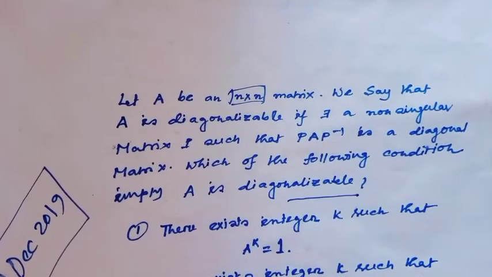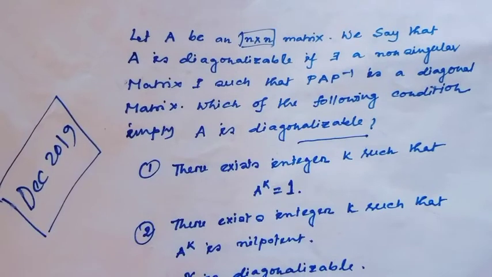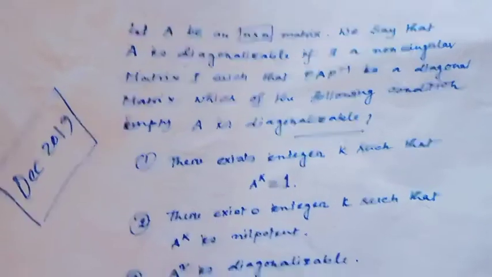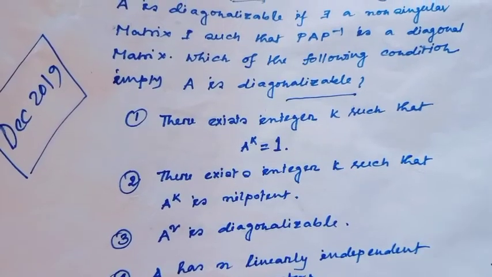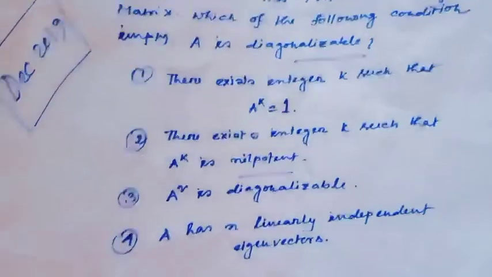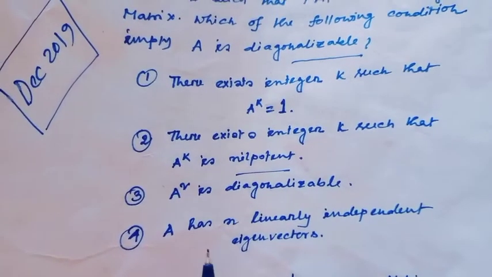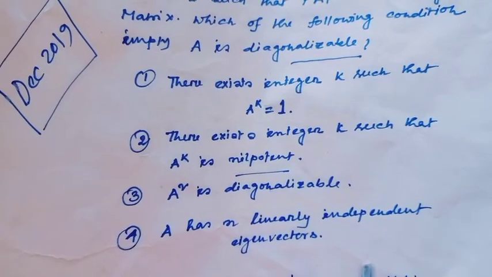Option 1: there exists an integer k such that A to the power k equals I. Option 2: there exists an integer k such that A to the power k is nilpotent. Option 3: A squared is diagonalizable. Option 4: A has n linearly independent eigenvectors.